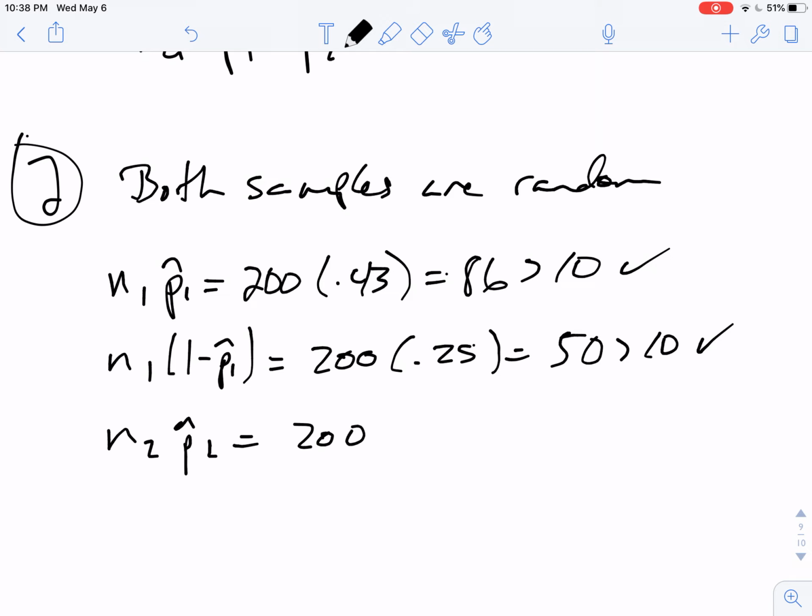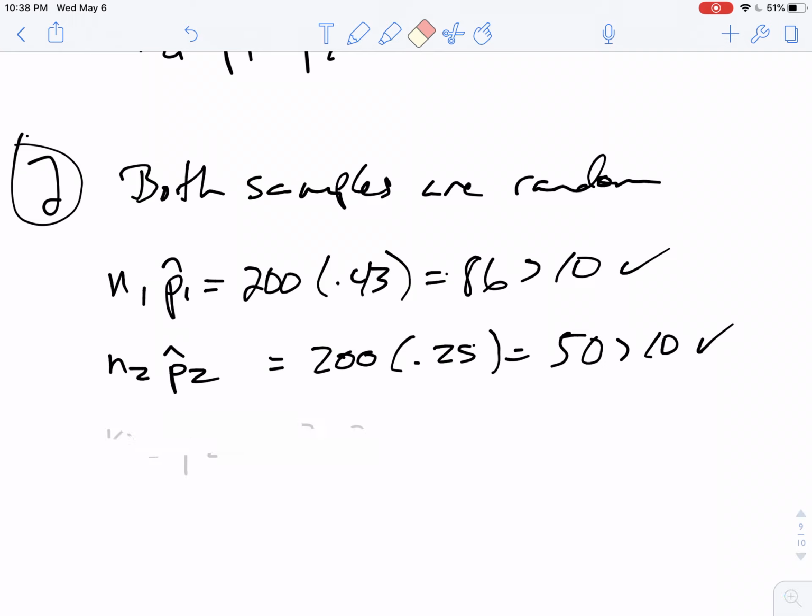I'm sorry, this is my second sample here. So N2 times 1 minus... all right, let me rewrite that here. I'm sorry. So this calculation was N2 times P hat 2, my second sample size times my second sample proportion. Sorry about that.